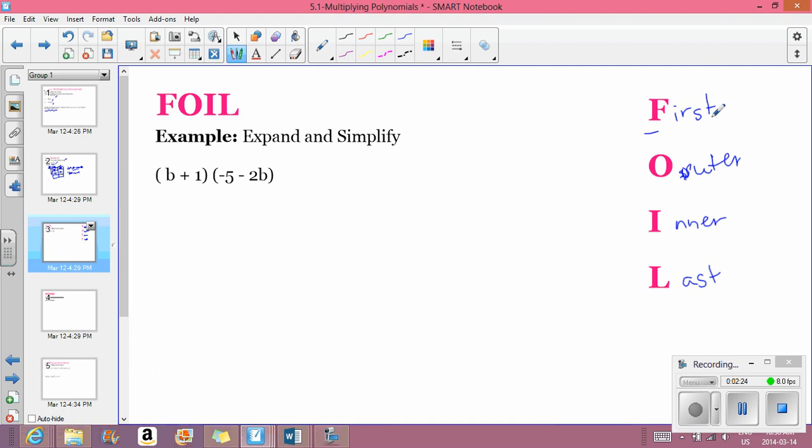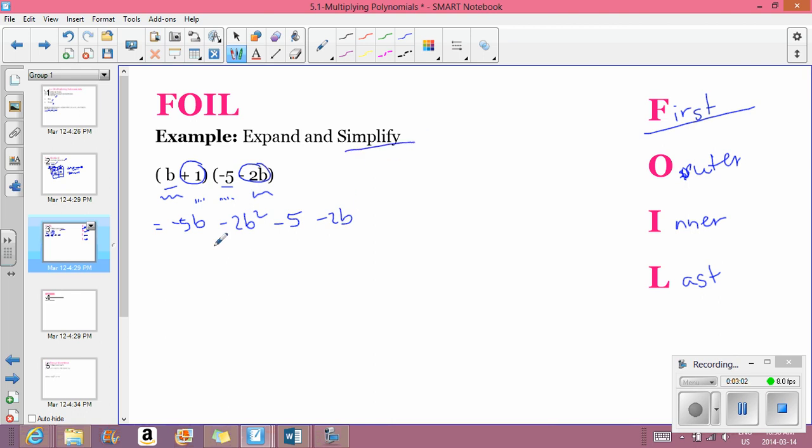And so what this means for F, you take the first term times the first term. So in the bracket here, you're going to do the first term times the first term, which is negative 5b. Then O is outer. You take the outer term times the outer term of each bracket, and so that is negative 2b squared. I, you take the inner and inner. Here's your inner term and your inner term, which multiplying those, you get minus 5. And last, you take your last and your last of the bracket, and you multiply those, which is negative 2b.